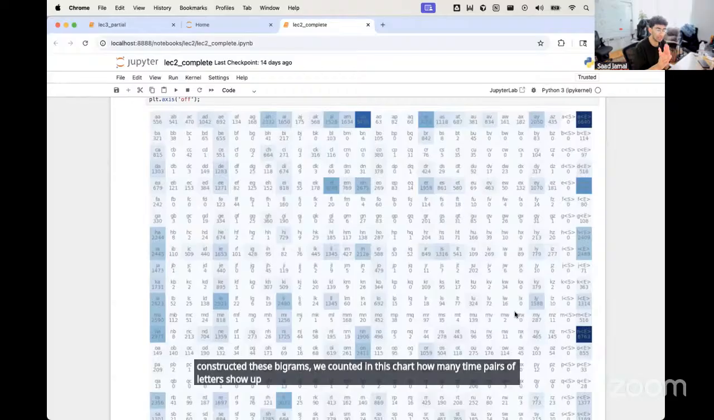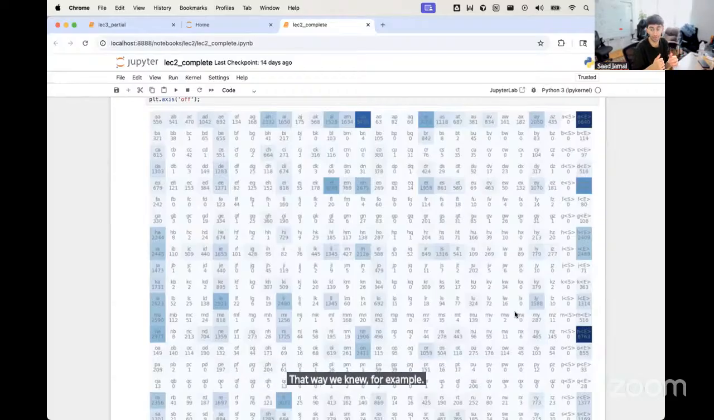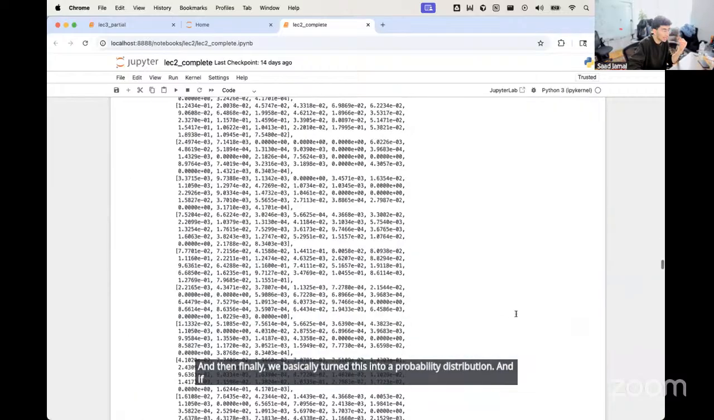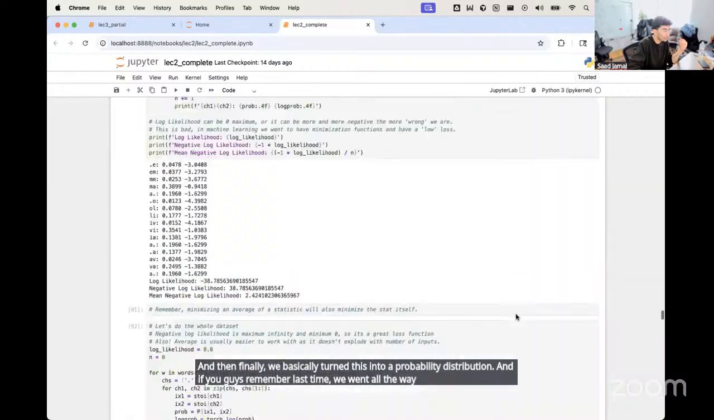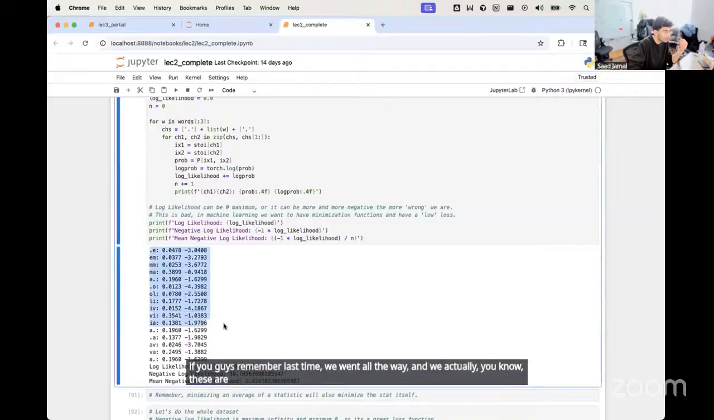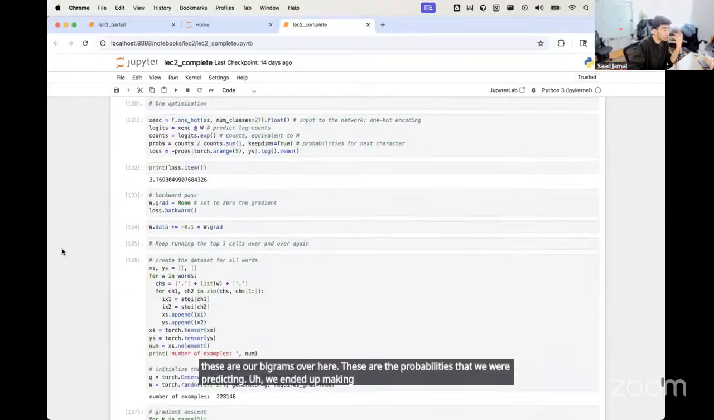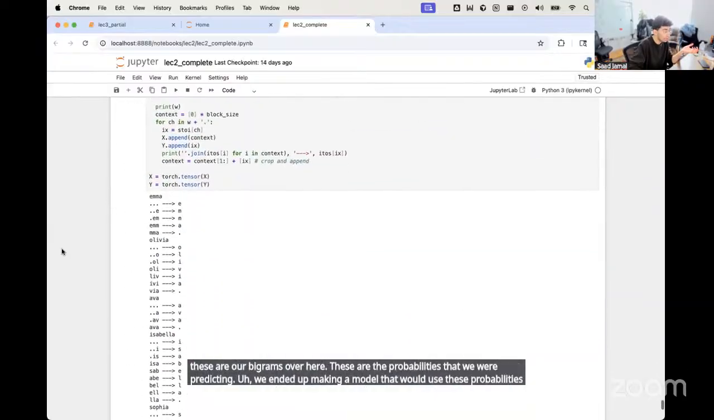We made sure that we had these start and end tokens, so that we knew, for example, when the first letter or the last letter was. And then finally, we turned this into a probability distribution. If you remember, last time we went all the way, and these are our bigrams over here. These are the probabilities that we were predicting. We ended up making a model that would use these probabilities to predict new names from scratch.